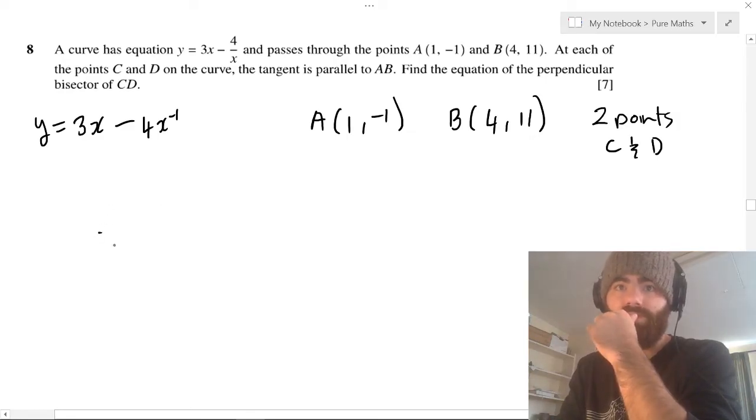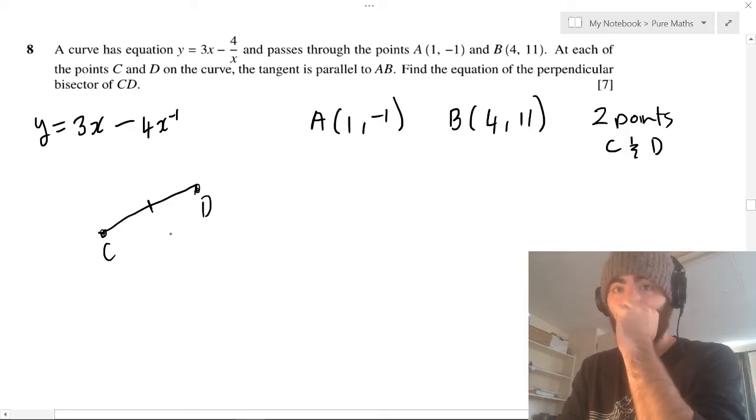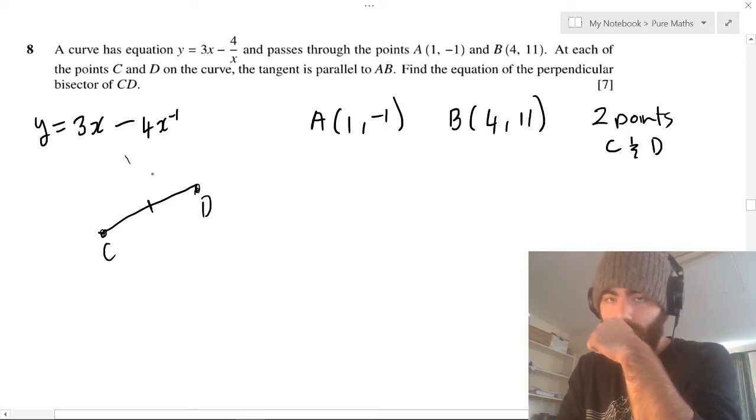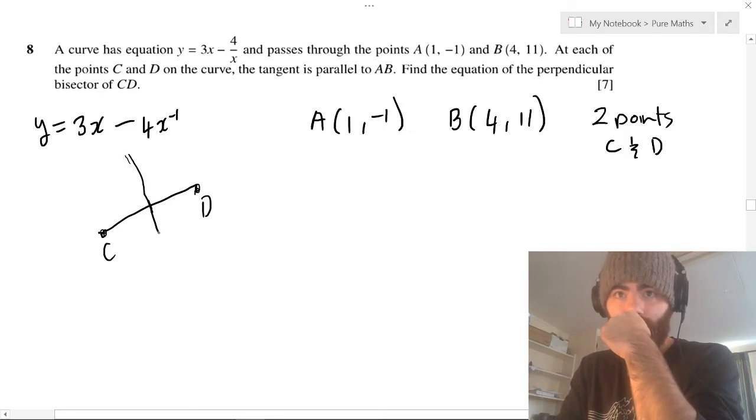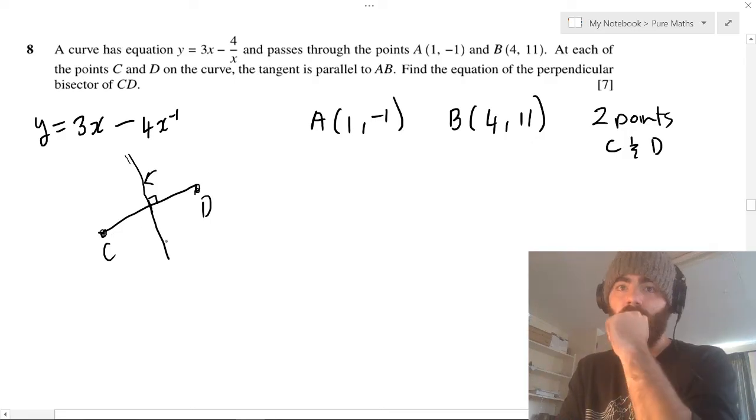so let's say you have C and D, these 2 points, and a line connecting them. The perpendicular bisector is the line passing through the midpoint, which is perpendicular to the line CD. So we've got to find this line here. And these 2 points lie on the curve.